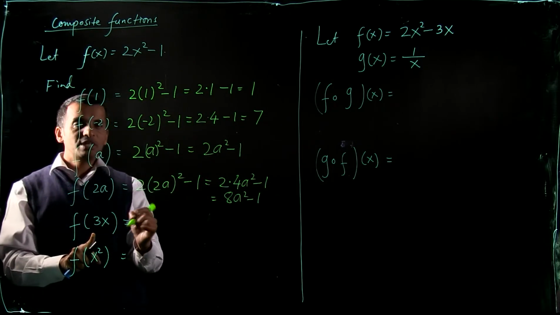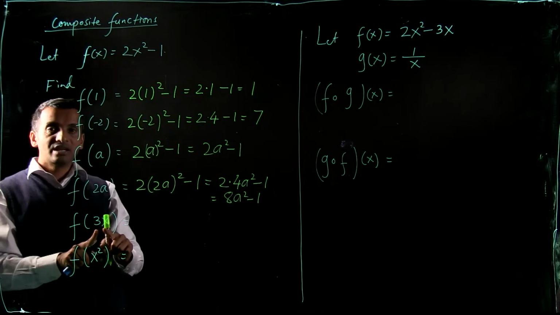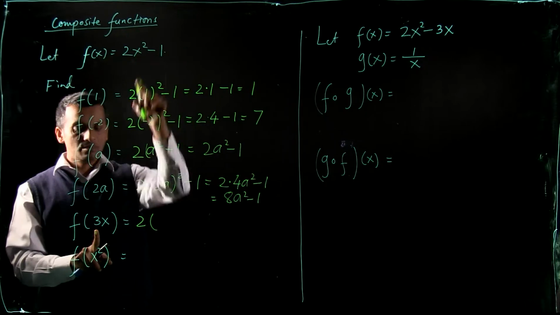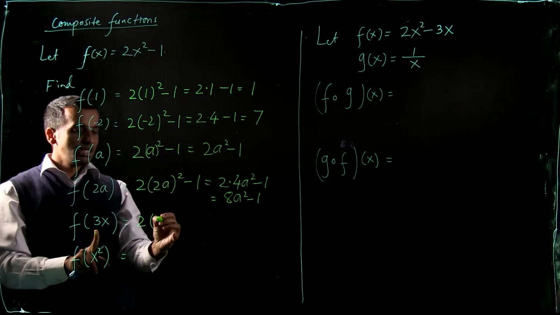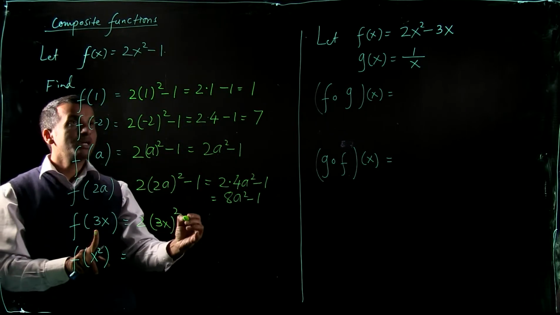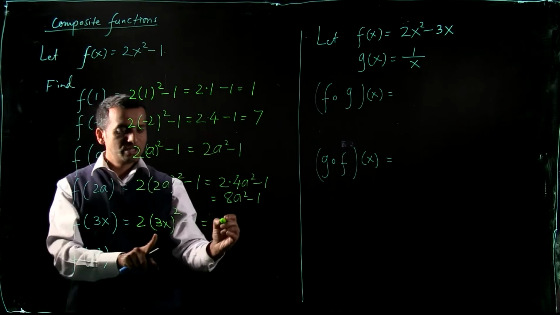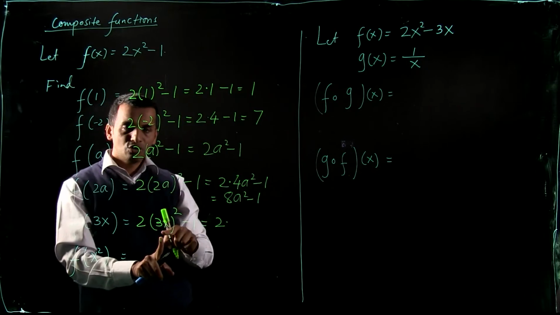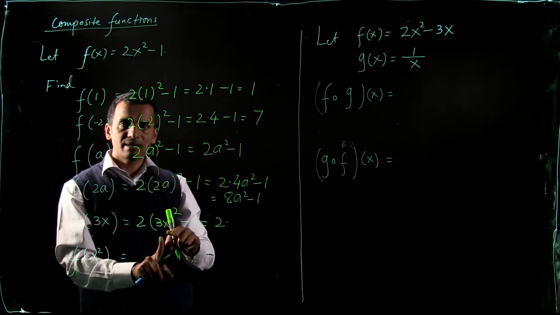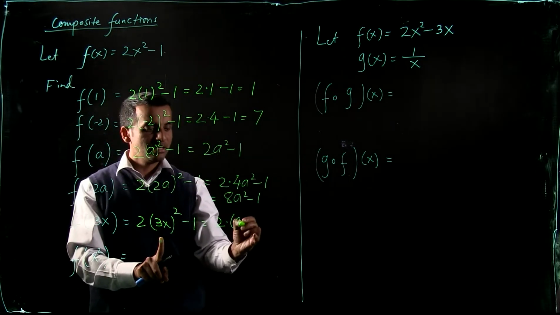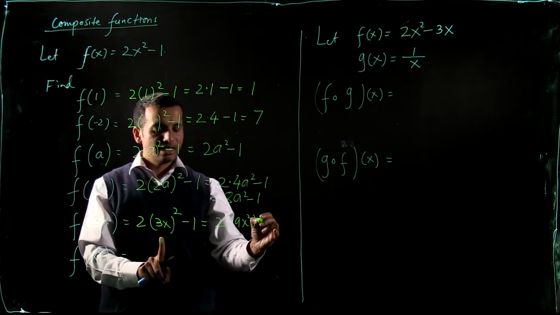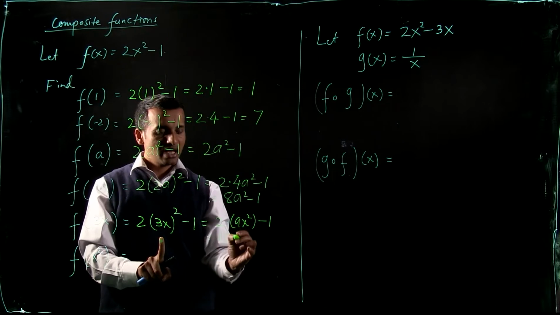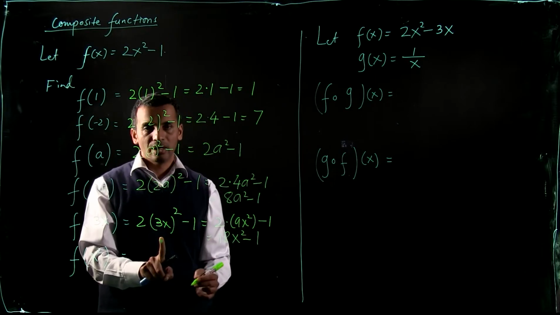Next thing is f at 3x. What does that mean? You replace all x by 3 times x. So basically you have 2, and then this x is replaced by whatever you have here: 3x squared minus 1. What is 3x squared? 3x squared is 3x times 3x, that is 9x squared, and then minus 1. So 9 times 2 is 18, 18x squared minus 1.